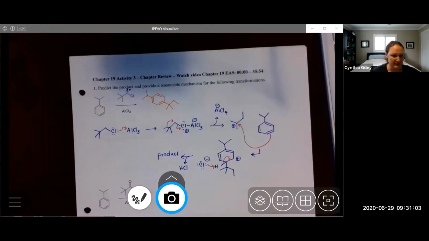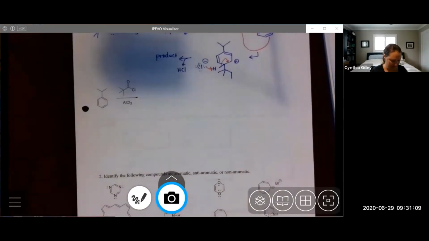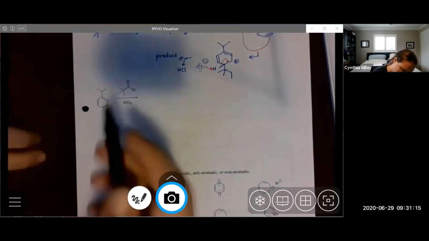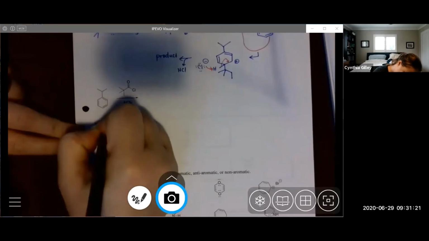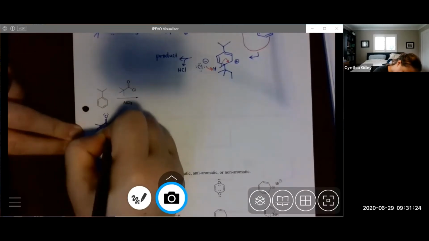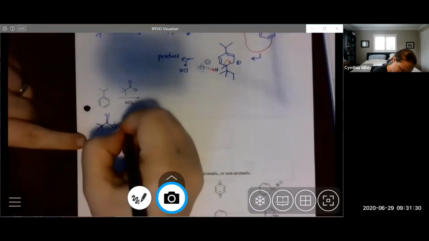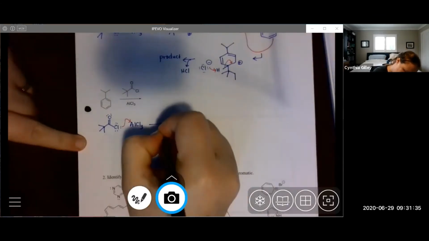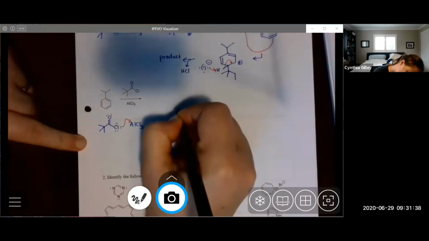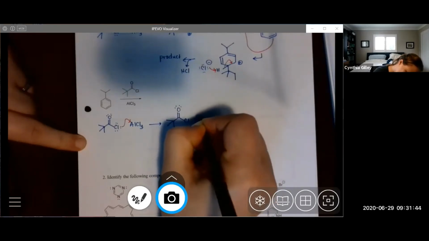Okay, let's look at the next one. This one is a Friedel-Crafts acylation reaction, because we're looking at an acyl halide. So the first step is generating the active electrophile. We take our acyl halide and react it with the Lewis acid. One of the lone pairs on the chlorines does a nucleophilic attack, generating a complex, which now has a great leaving group.